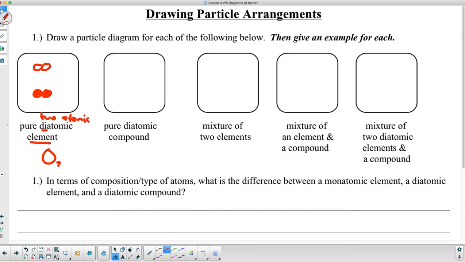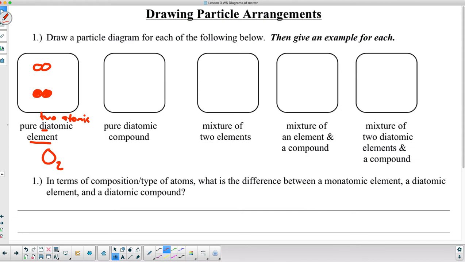You guys have heard of O2 before. That's the gas that we breathe. If we don't have that, then we can't live. We never talk about oxygen gas with just one atom. It's always two atoms of oxygen together, which is why we call it O2. That's for an element.